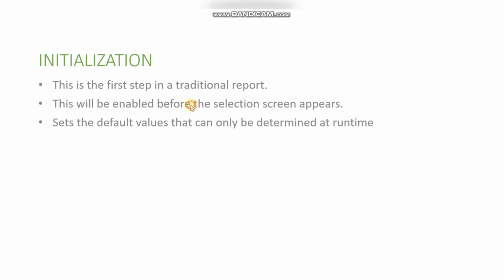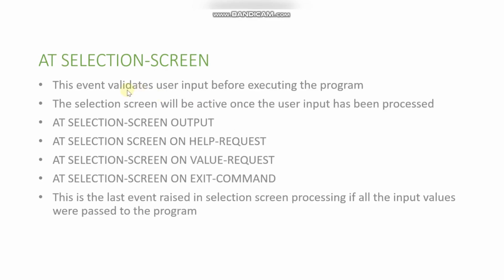So the initialization event is done. The next event which will be triggered is at selection screen. This event validates the user input before executing the program, and it becomes active once the user has entered some values. Once the selection screen is displayed and you enter some values, at that time this event will be triggered.